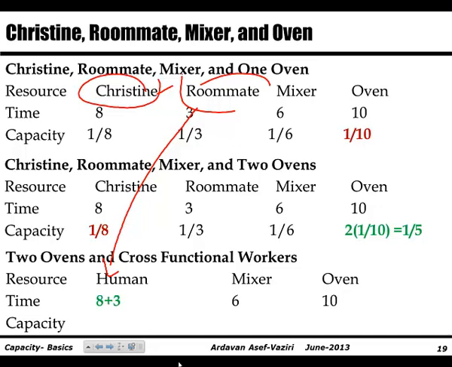Capacity of this one is 1 over 11. Capacity of this one is 1 over 6. Capacity of this one is 1 over 10. Out of these 3 numbers, this one is the minimal. So the capacity of the process is 1 over 6.